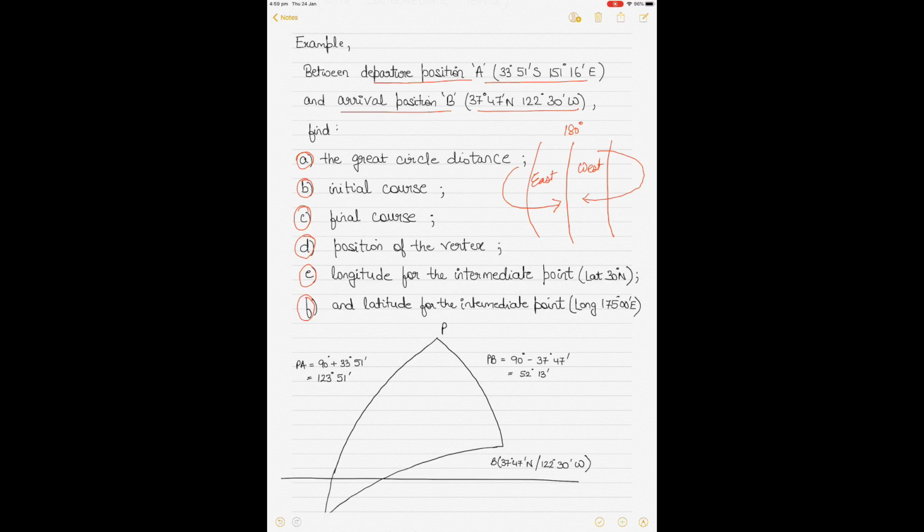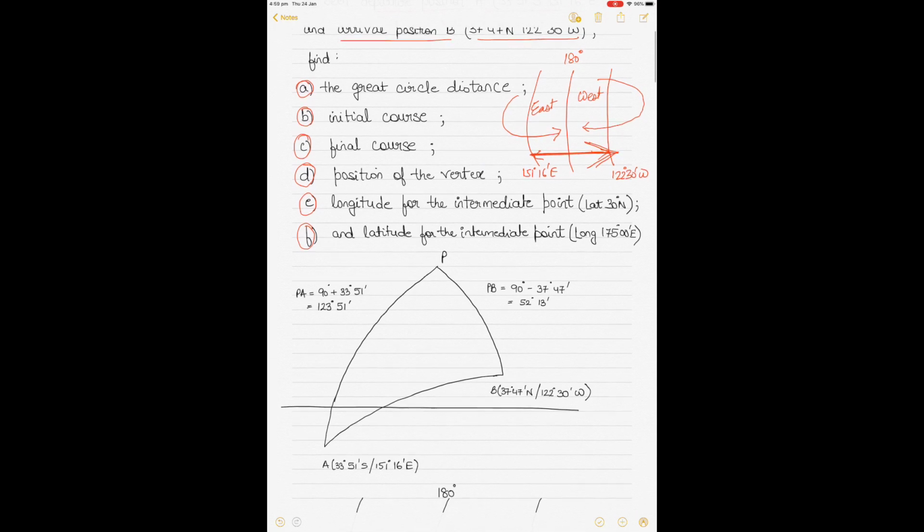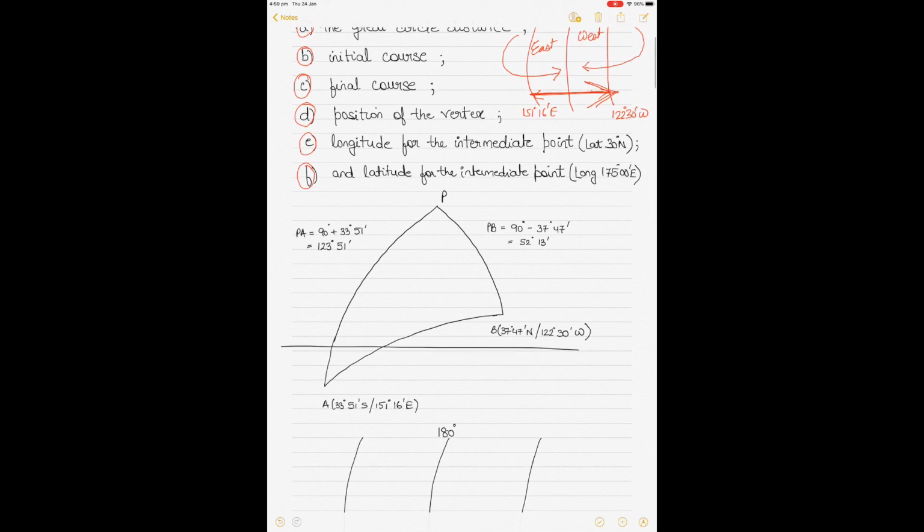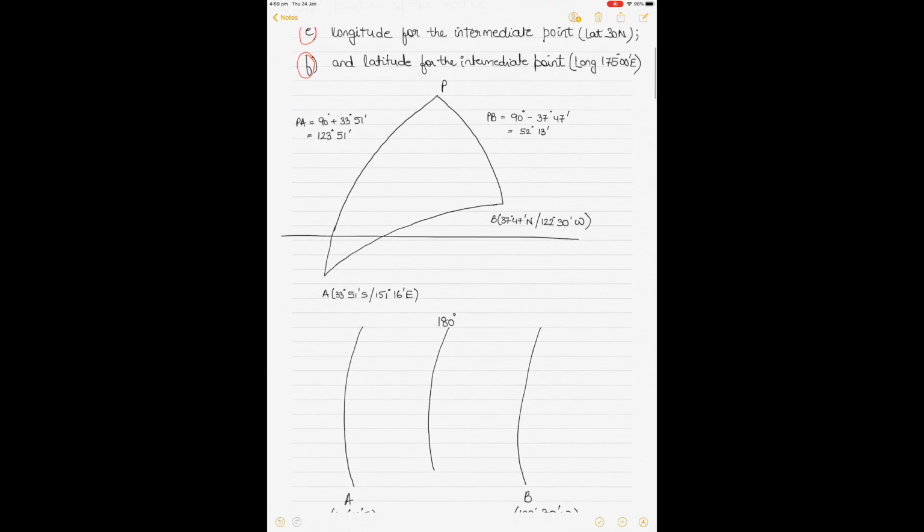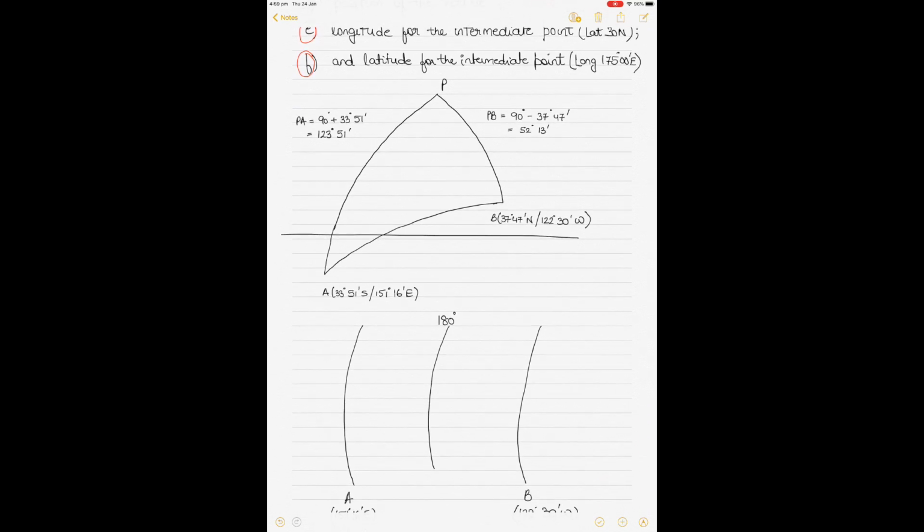So 151 degrees 16 minutes east comes here, and 122 degrees 30 minutes west comes here, very close to the anti-meridian, and this is the D long. And since I'm going from east to west, you might think I'm going in a westerly fashion, but you will see that I'm actually going in an easterly fashion. I have explained all these concepts before, but I'm repeating it for those who may be watching this video first and have not watched my other videos.